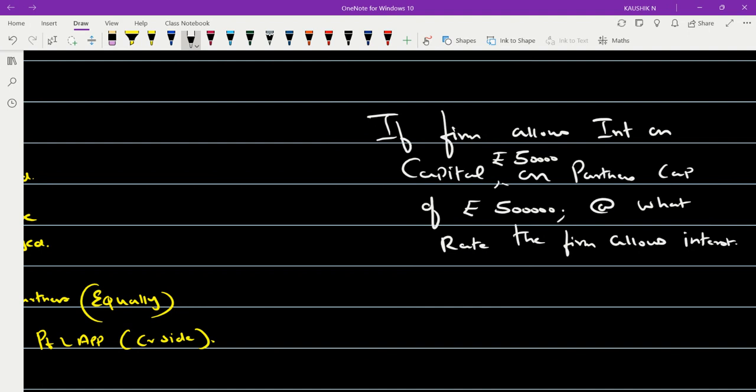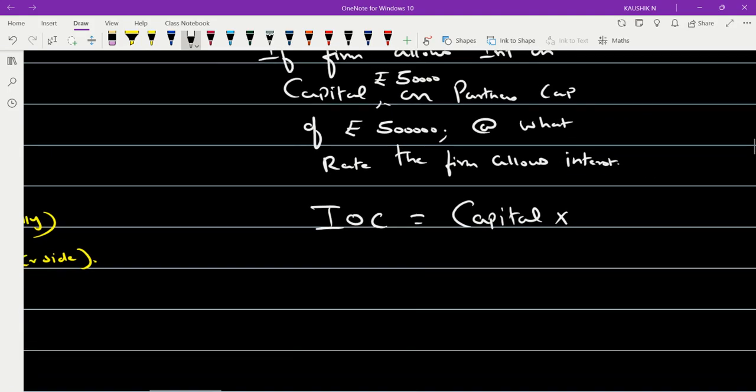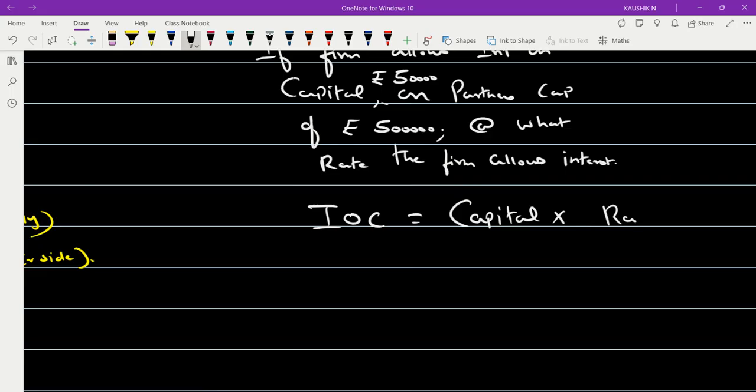So this is a formula. What's the formula? Interest on capital is equal to the capital value into rate by 100. Now, in this example, the interest on capital value is given to us. It has been marked as 50,000. Capital value, we know it is 5 lakhs for one partner. Rate we don't know. Whatever we don't know, mark it as X.